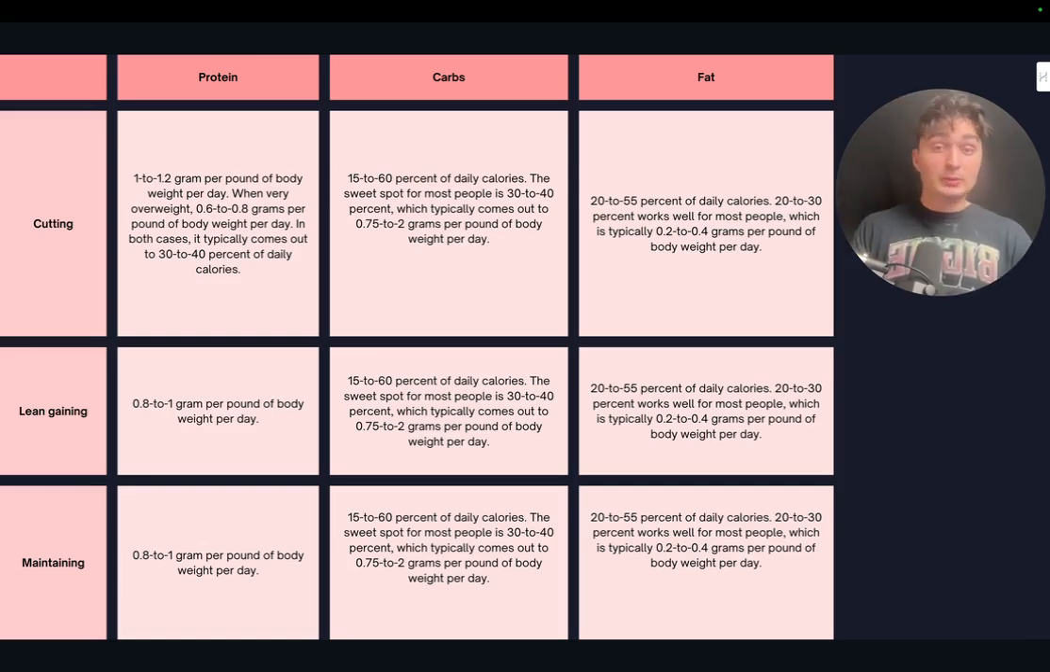The sweet spot for most people, as I mentioned in the last video, is 30 to 40%, which typically comes out to around 0.75 to 2 grams per pound body weight per day. Same goes for lean gaining, same goes for main gaining. It's all the same. Fat, 20 to 55% is the range of daily total calories. I recommend 20 to 30% for people, which comes to around 0.2 to 0.4 grams per pound body weight per day. Again, same goes for lean gaining, same goes for main gaining.